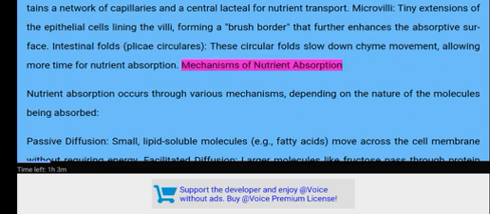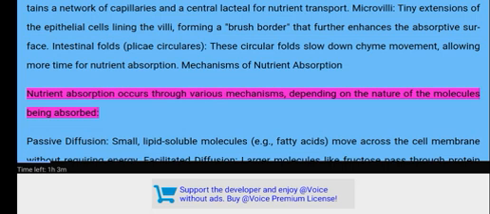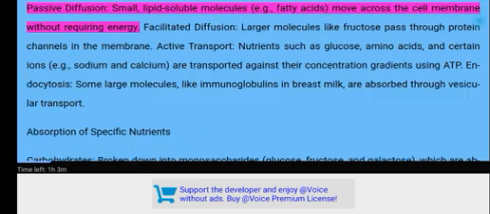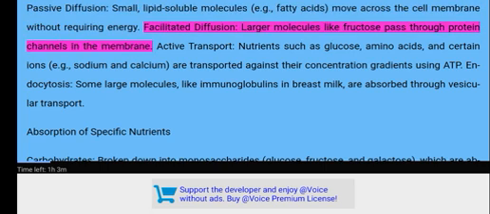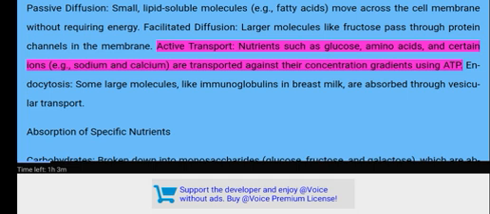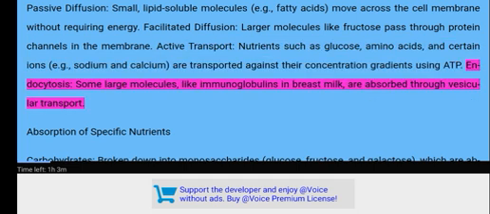Mechanisms of nutrient absorption. Nutrient absorption occurs through various mechanisms, depending on the nature of the molecules being absorbed. Passive diffusion. Small, lipid-soluble molecules, e.g., fatty acids, move across the cell membrane without requiring energy. Facilitated diffusion. Larger molecules like fructose pass through protein channels in the membrane. Active transport. Nutrients such as glucose, amino acids, and certain ions, e.g., sodium and calcium, are transported against their concentration gradients using ATP. Endocytosis. Some large molecules, like immunoglobulins in breast milk, are absorbed through vesicular transport.